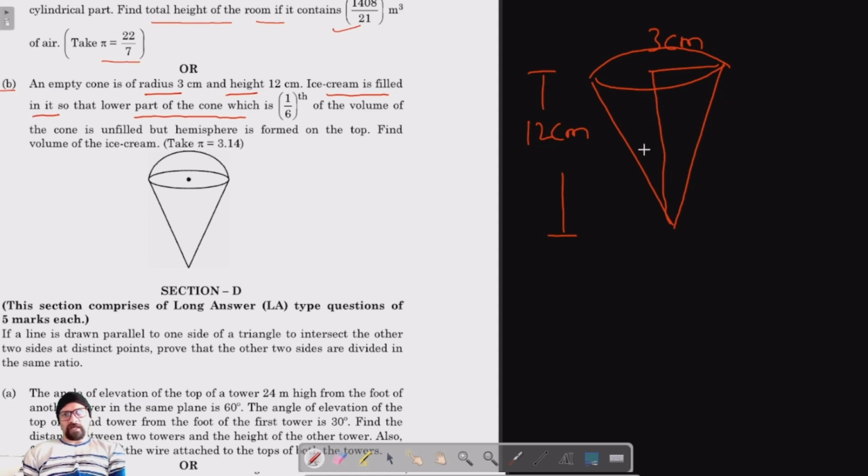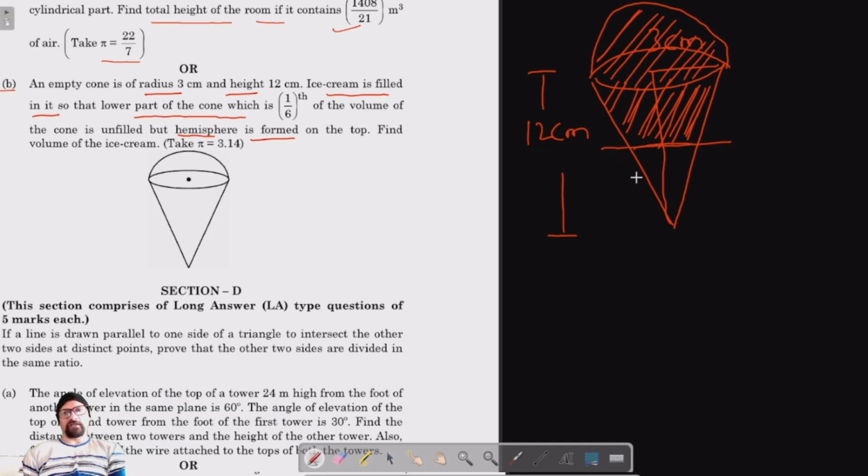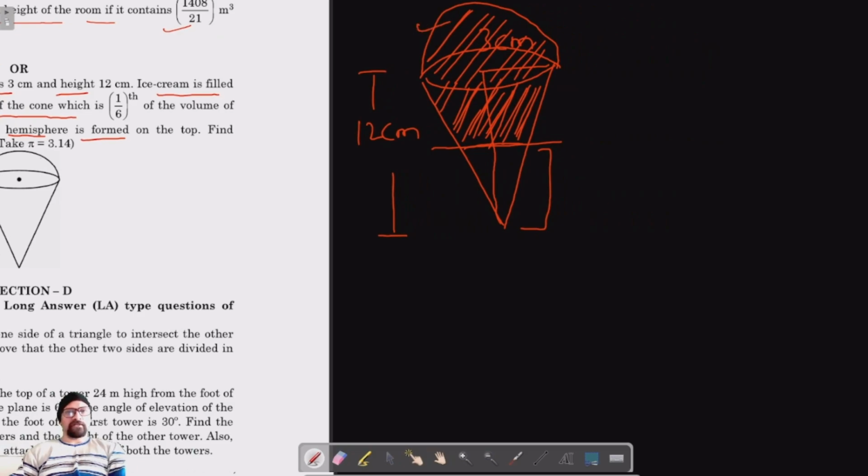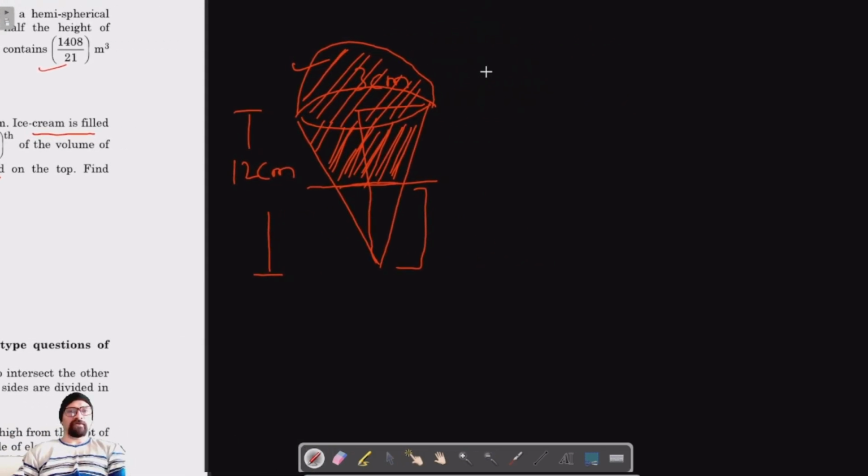So that means the ice cream is not in the lower part, it just remains in the upper part of the cone. This is where the ice cream is, but also the hemisphere is formed on the top. So the lower part of the cone remains unfilled, and ice cream is only in the hemisphere and the upper part of the cone, and we have to find the volume of the ice cream.